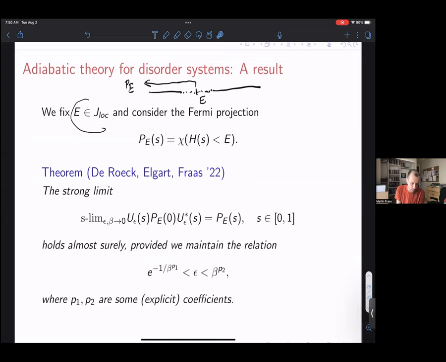So you need to simultaneously send the adiabatic parameter and beta to zero, and you need to maintain certain relations. You need to keep epsilon not too small, but it can be very small. It can be exponentially small in minus one over beta. And it also can't be too large, but this upper bound is just artificial. The methods we are using really focus on getting epsilon as small as possible, so you can improve this by different methods. And p1, p2 are some coefficients that mainly depend on this q and the dimension.